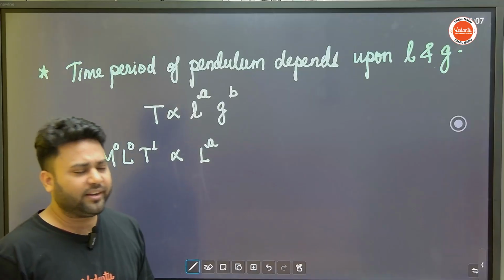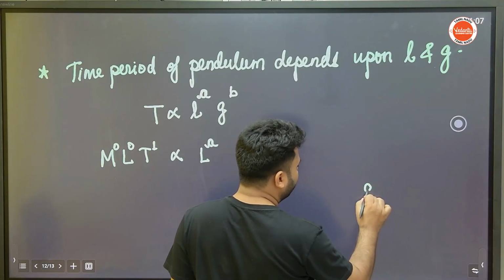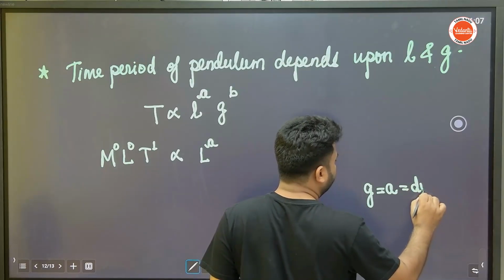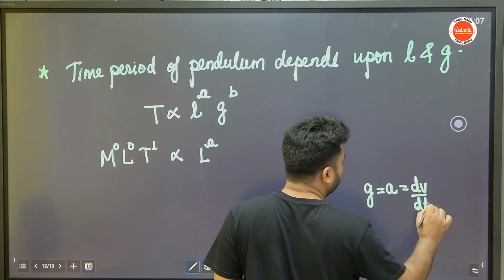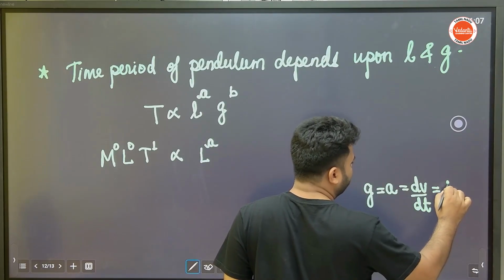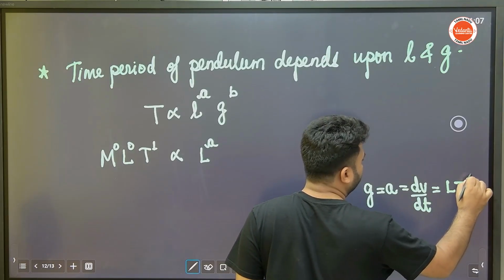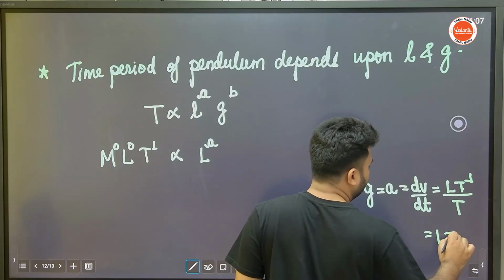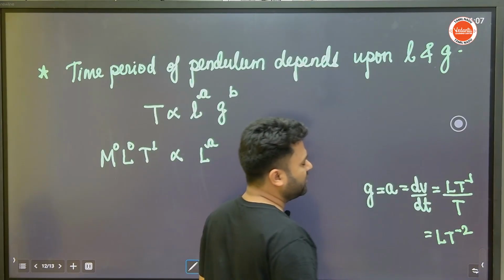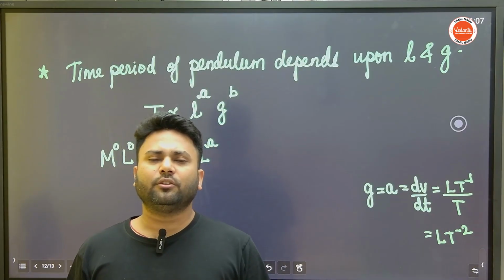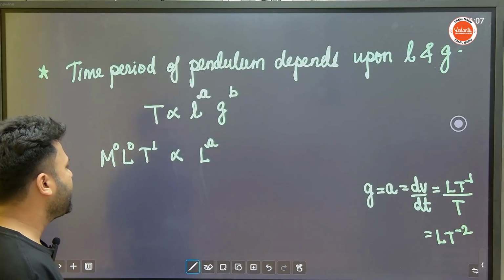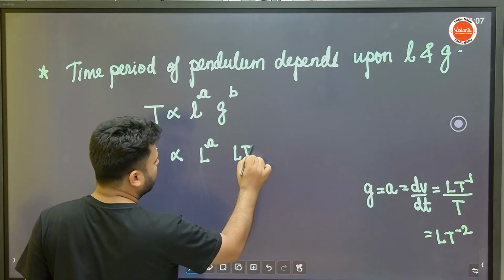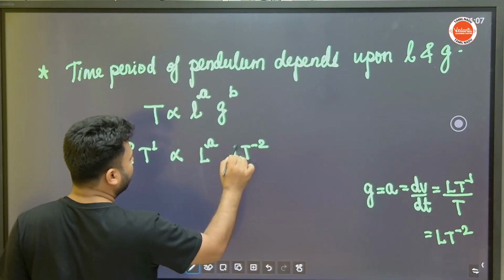And G, what is G? G is acceleration due to gravity. G is nothing but acceleration. Acceleration is what? dv by dt. What is dv by dt? Meter per second divided by time, means length T to the power minus 2. This will be the dimension of gravity. So the dimension of gravity I will write as L T^-2.